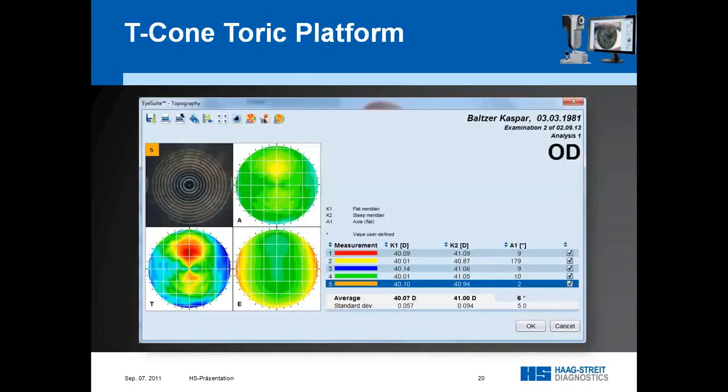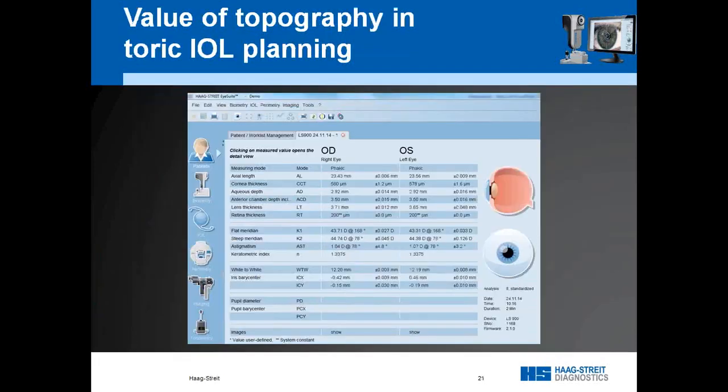So let's look at the output of the T-Cone. As said before, you get the video image of the rings, the axial map, tangential map, and elevation map. You can also look at them independently with the full color coding scale and so forth. You might now ask, what's the use of topography with toric lenses? Let's have a quick look at a case.